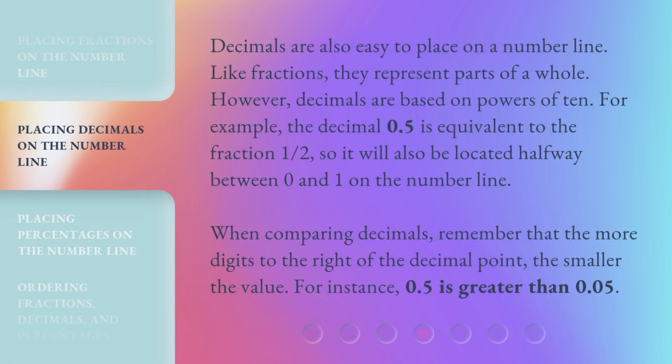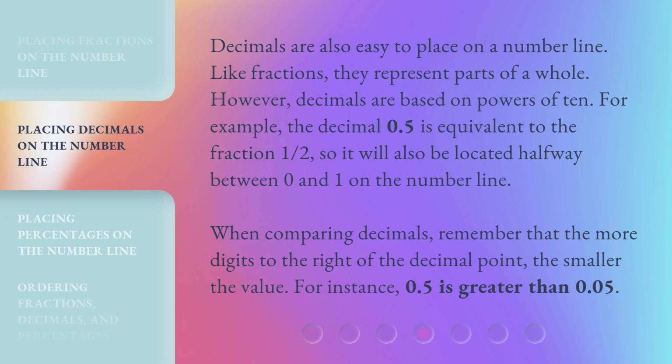Decimals are also easy to place on a number line. Like fractions, they represent parts of a whole. However, decimals are based on powers of 10. For example, the decimal 0.5 is equivalent to the fraction 1/2, so it will also be located halfway between 0 and 1 on the number line.